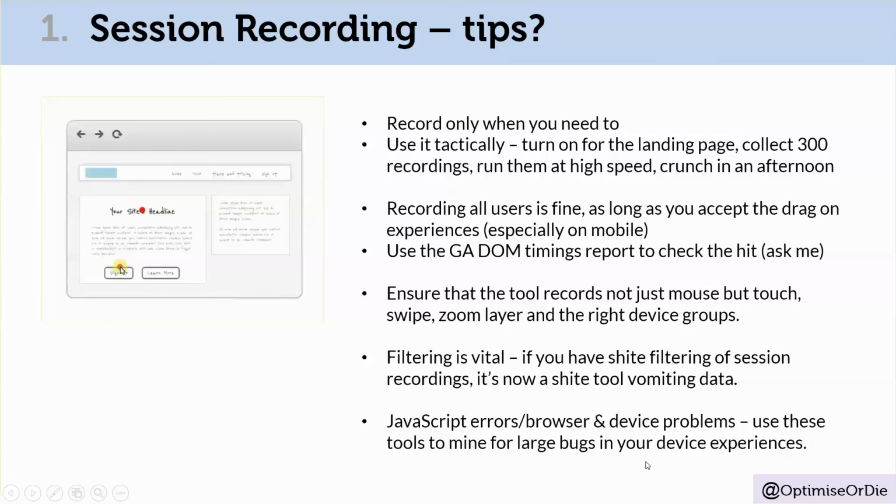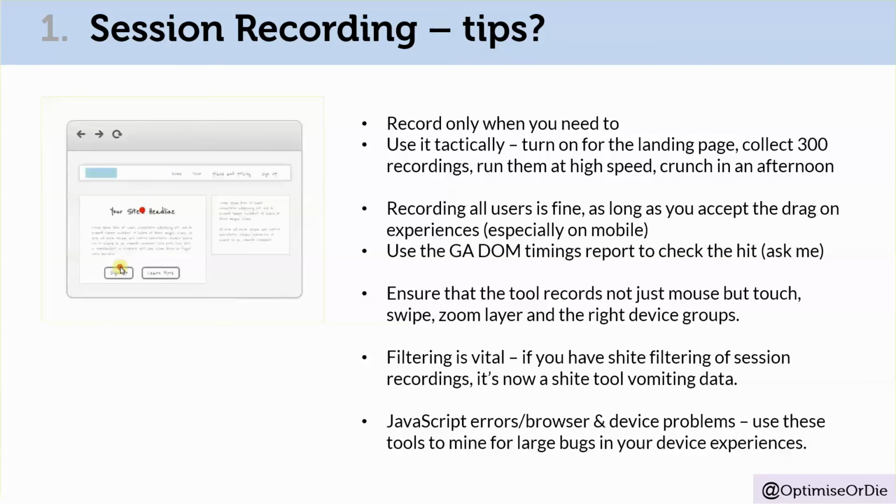Filtering's pretty vital here. People may have a great recording tool and a wonderful list of recordings in there, but if you can't filter them by appropriate dimensions, if you can't winnow down the number of recordings you're looking at to a specific place, saying, I want to know all the people who dropped out between step 3 and step 4 in the checkout and failed to check out, I want to see the people who didn't get through the process.